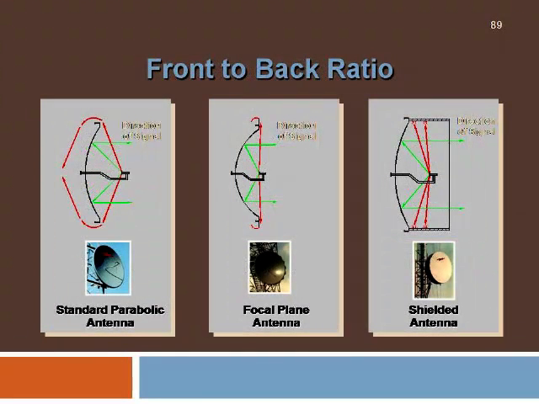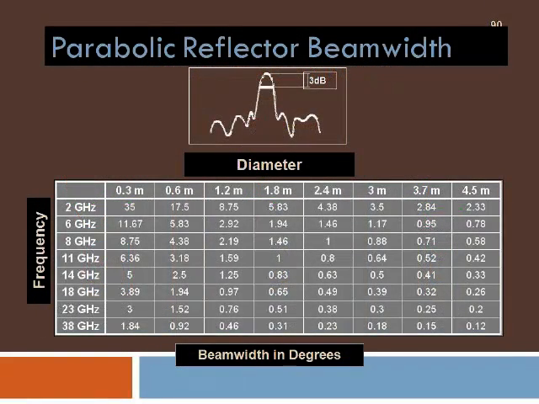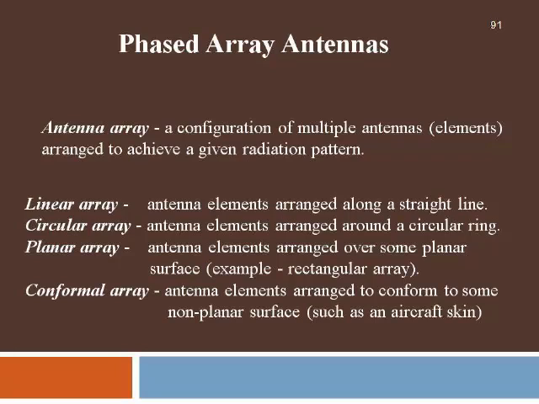So the F by B ratio for different standard antennas is shown in this slide. Standard parabolic antenna, focal plane antenna and shielded antenna. Here what are the beamwidths we are going to get for different sizes of the antennas at different frequencies is tabulated. What are the benefits we can accrue with the phased array antennas?